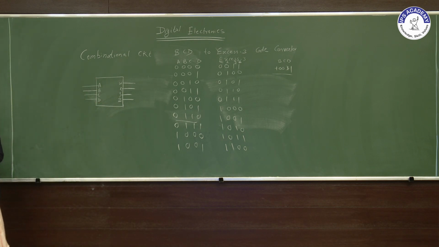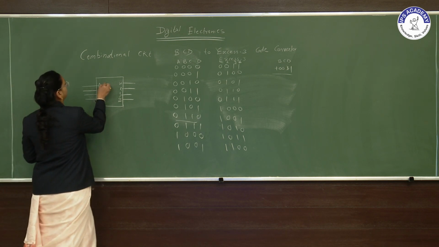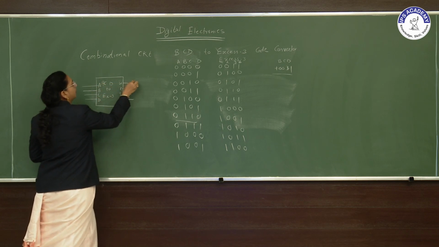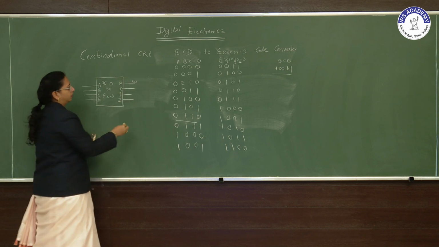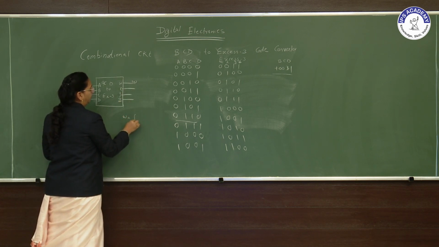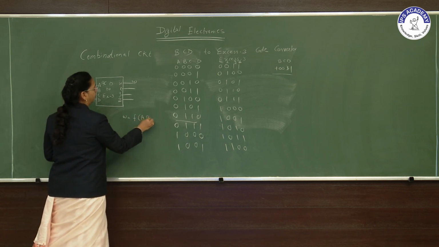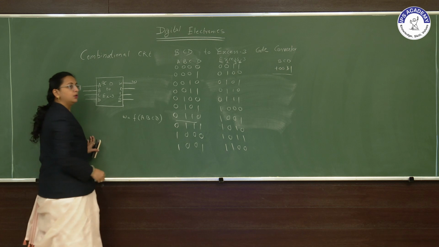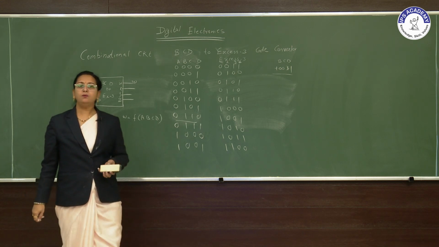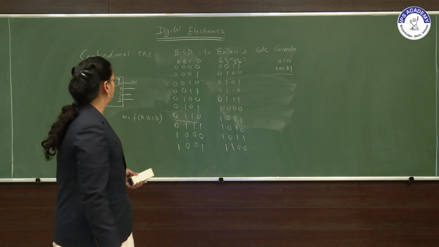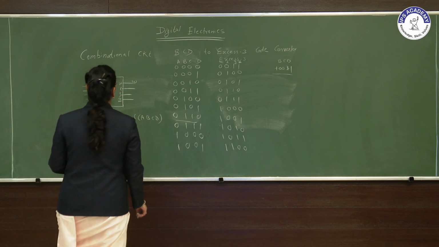Now what we have to do: this is the combinational circuit which converts BCD data into excess-3 code. It means this W will depend on 4 inputs, A, B, C and D. So the boolean function for W will be a 4-variable boolean function. These variables will be A, B, C, D.